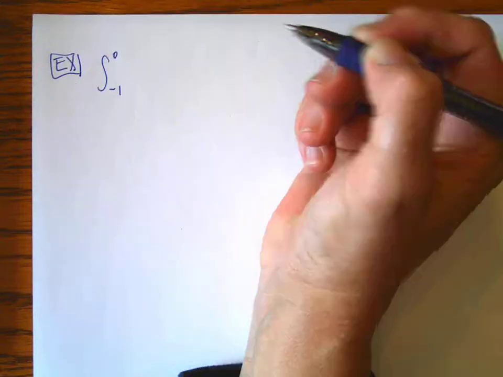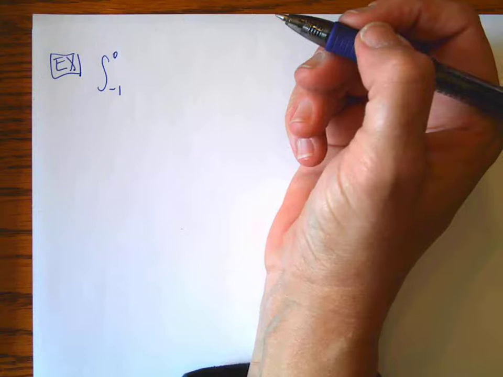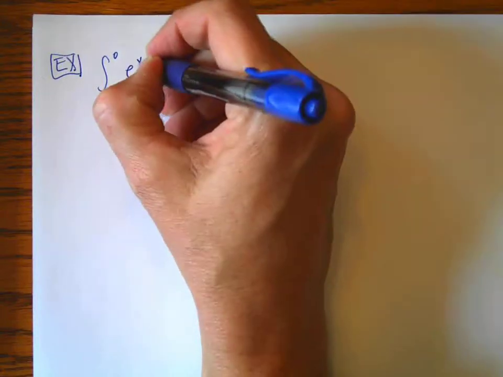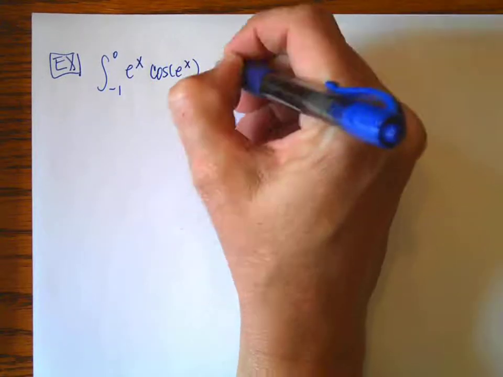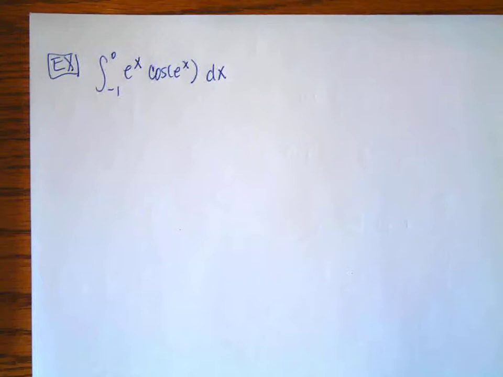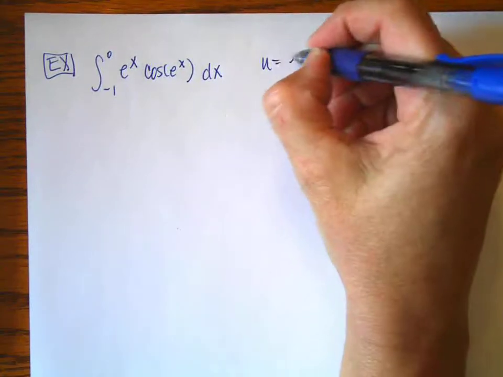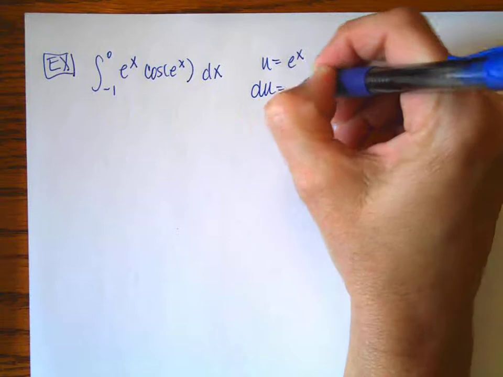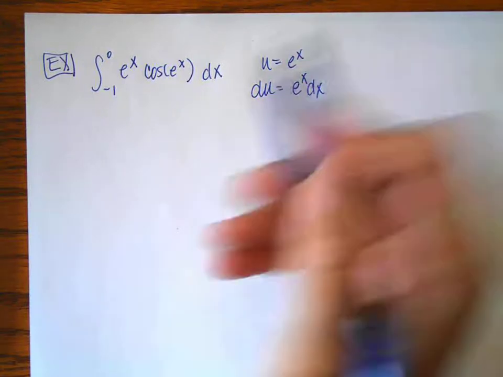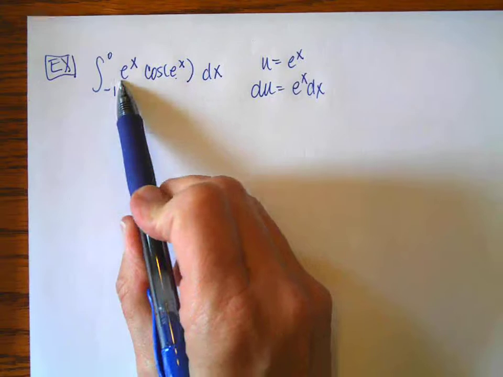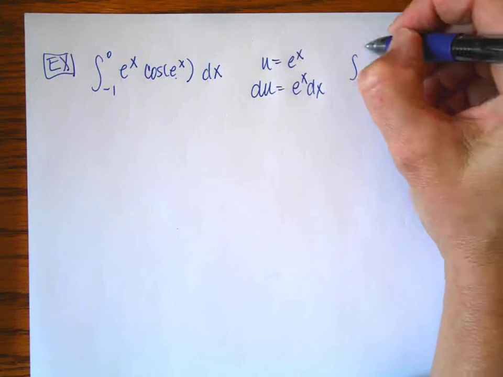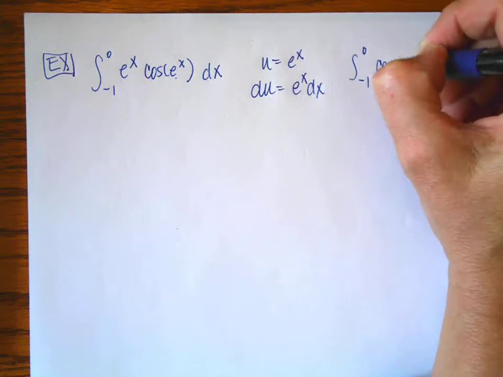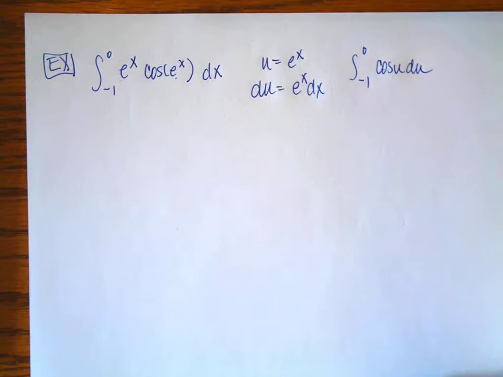So for your last example, if I have the integral from a negative 1 to 0, it's a definite integral, so I'm not going to have a c, and I have e to the x cosine of e to the x, and then dx. On this one, I'm going to let u equal e to the x. So my du is e to the x dx. So it's interesting that it's on the inside. Here's the e to the x dx, so I don't have to introduce anything. So this is the integral from a negative 1 to 0, cosine of u du.